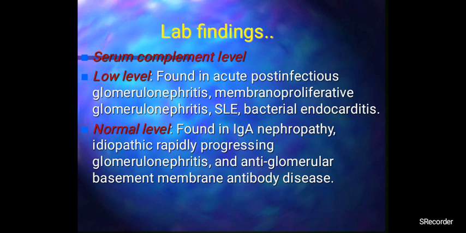For the lab findings, the continuation: when we look at the serum complement levels, we shall see low levels. They are found in acute post-infectious glomerulonephritis, membranoproliferative glomerulonephritis, SLE, bacterial endocarditis. And for the normal levels of the serum complement, we shall find it in IgA nephropathy, idiopathic rapidly progressive glomerulonephritis, and glomerular basement membrane antibody disease.